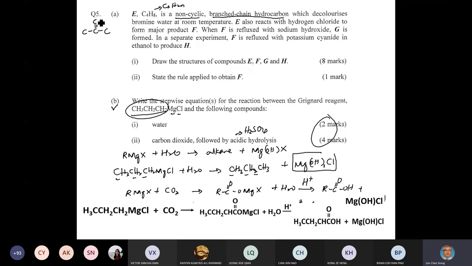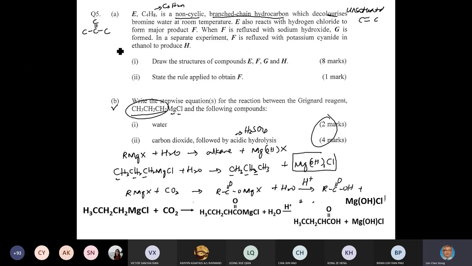Decolorize water bromine. Okay, water bromine at room temperature. Now we know already this is unsaturated. Should be a C=C double bond.